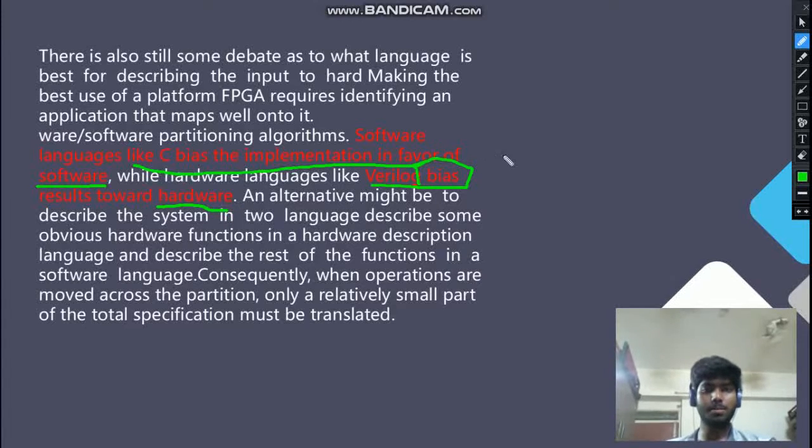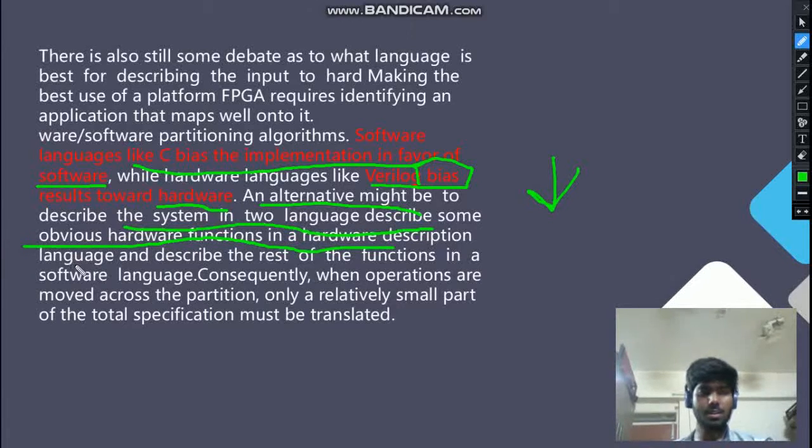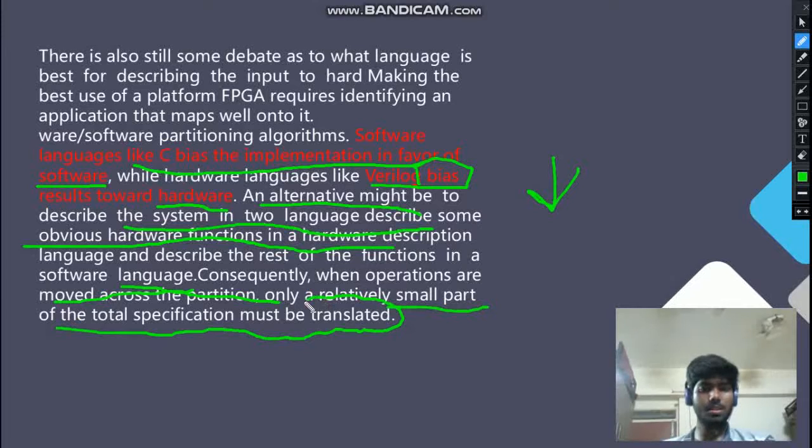So here is a problem that we face in present time. An alternative might be to describe the system in two languages: describe some obvious hardware functions in a hardware description language, and describe the rest of the functions in a software language. Consequently, when operations move across the partition, only a relatively small part of the total specification must be translated. So here is an important factor or parameter to be considered while designing codesign.